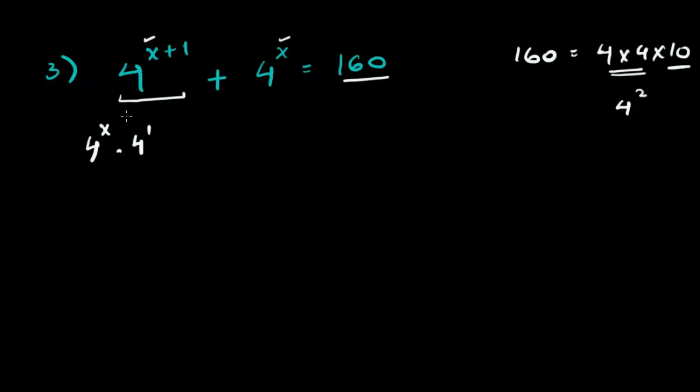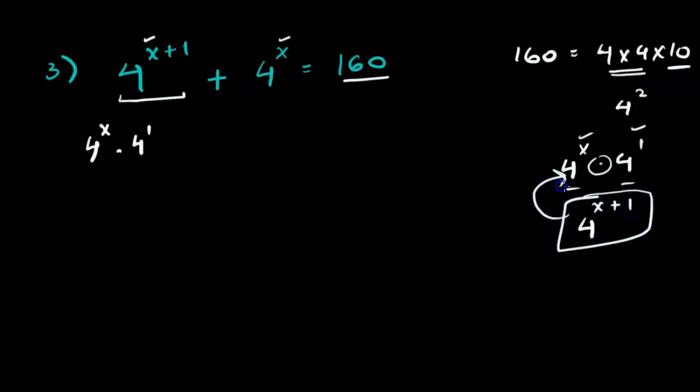This is exponential laws. You must have done this in the previous grade. When you have the same bases and there is multiplication between them, with different powers, we can write it down as a common base and we can add the powers. So this is nothing but 4 to the power of x times 4 to the power of 1. That's what we are writing it as. Plus we have 4 to the power of x equal to 160.